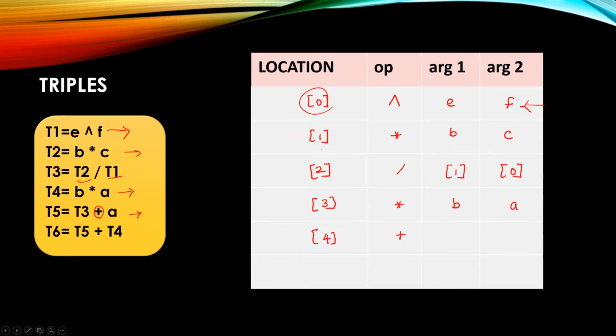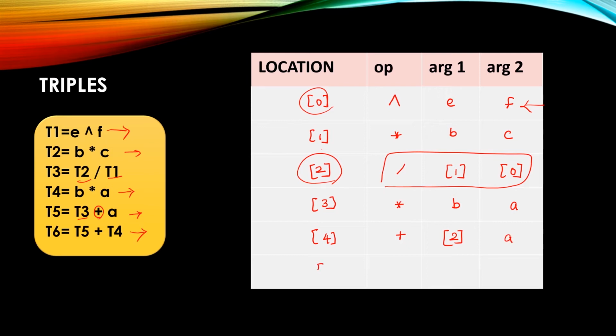What is the operator? Plus is the operator. And what is the first argument? T3 is the first argument. So where the result of T3 is present, it is present in the location 2. So you have to use 2 as the first argument and the second argument is A, right?